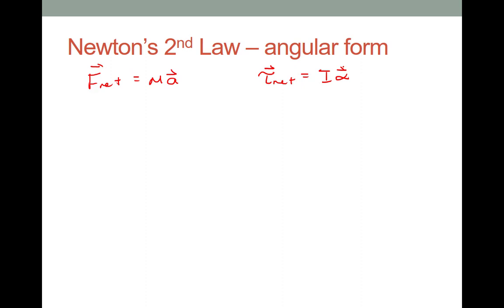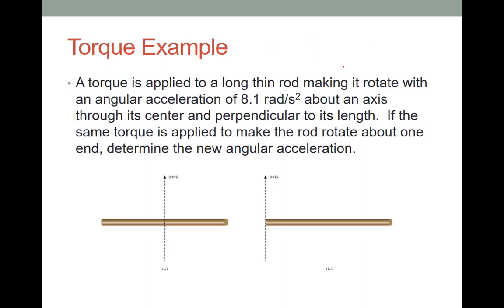Let's do an example where we work with this. Here we have a rod. In one case, it is rotated about the center of mass. In the other case, it's rotated about an end. Looking at the table of moments of inertia that was provided with Unit 11, we see that the moment of inertia about the center of mass is 1/12 times the mass of the rod times the length of the rod squared, whereas the moment of inertia about one end equals 1/3 ml squared.